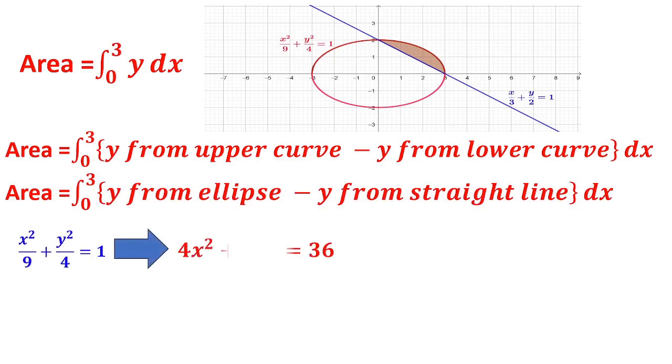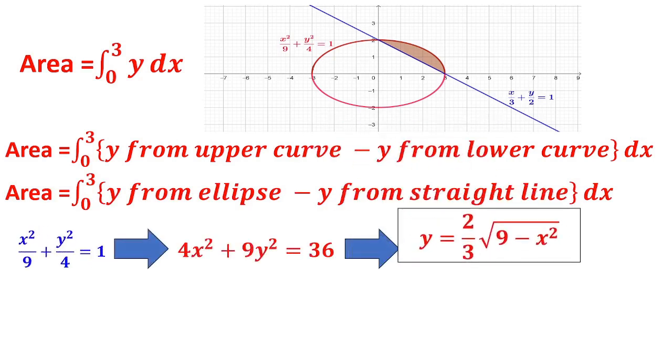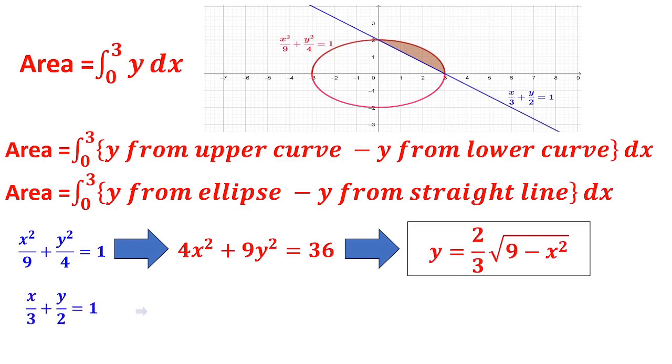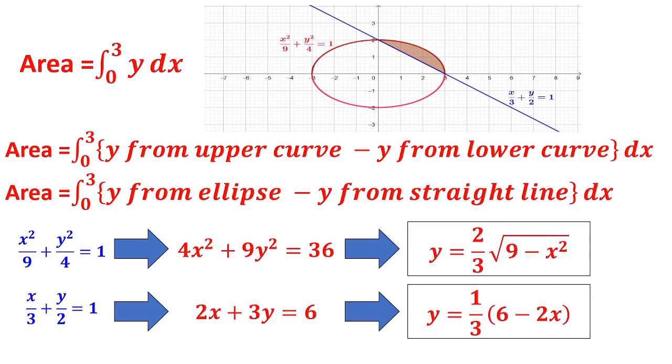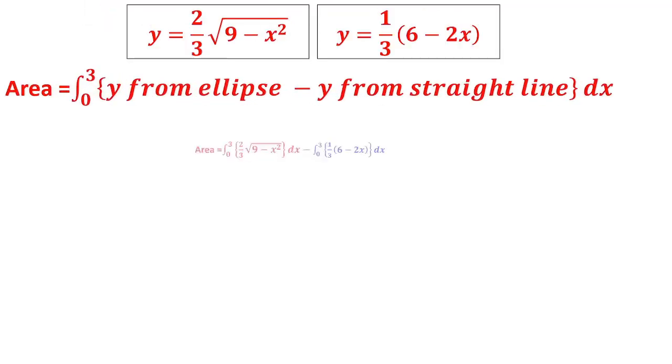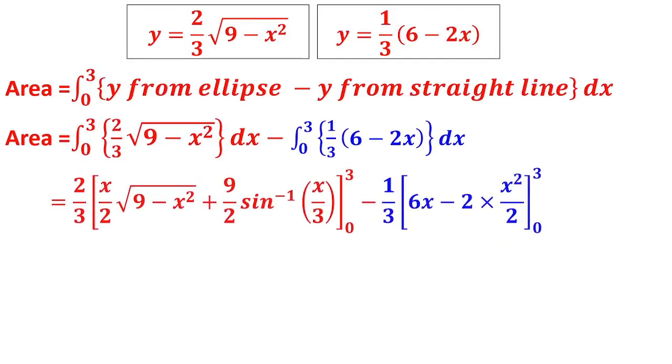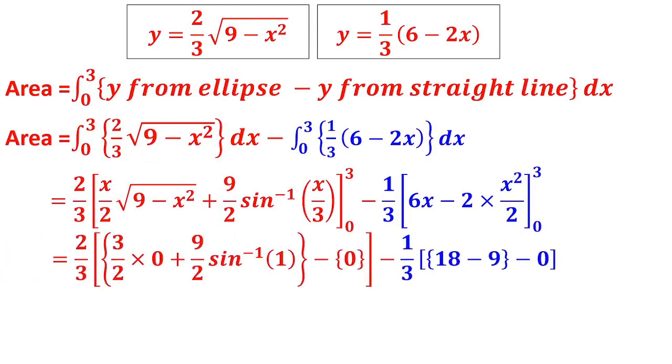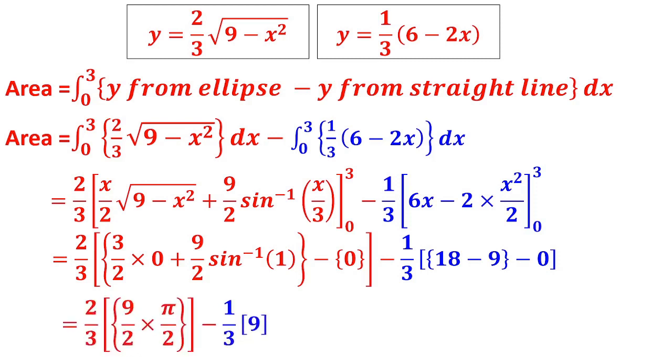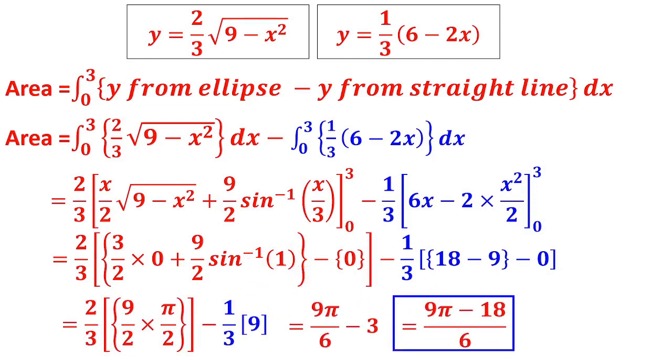From the ellipse, I am getting y as 2 by 3 root of 9 minus x square. And from the line, y is 1 by 3 into 6 minus 2x. Okay, you can take 2 outside also, 2 by 3 into something also. Anyway, now I am putting it directly in the formula. It is 6x minus 2 into x square by 2, the integration of the second one. For the first one, we are making use of the formula for root of a square minus x square. Substituting the upper limit minus lower limit, I am getting the value as 9 pi minus 18 by 6.